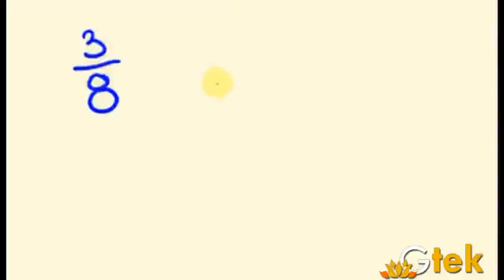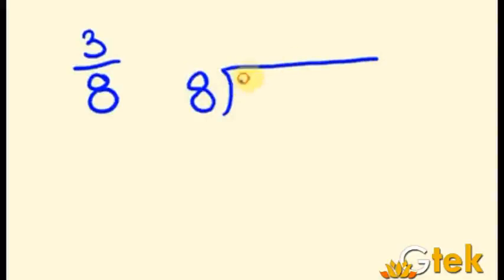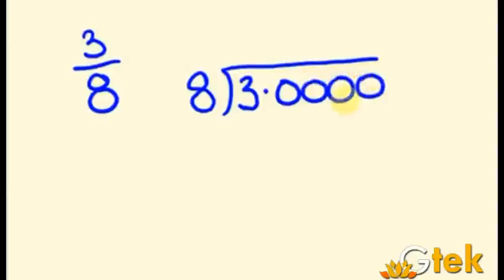To convert a fraction into a decimal number, 8 is going to be the divisor and 3 is going to be your dividend. So I am going to add zeros by putting a decimal point after 3.